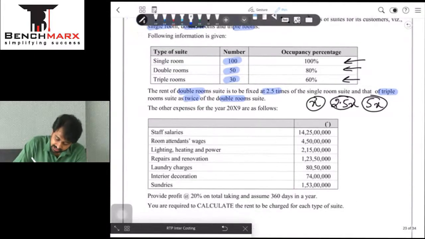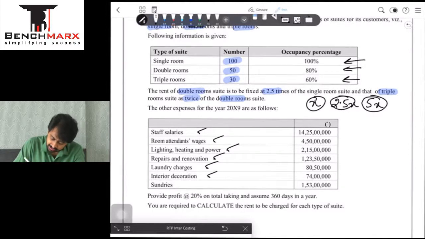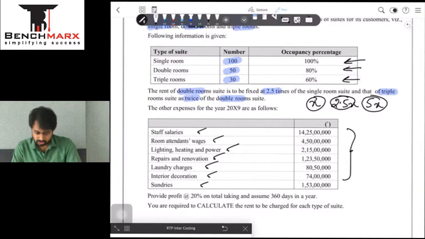You have staff salaries of 14 crore whatever. You got attendance wages, you got lighting and heat, you got repairs, you got laundry, interior decoration and sundries. ये सब मिला के अपना हो गया पूरे साल भर का cost. For the year बोला, yes.